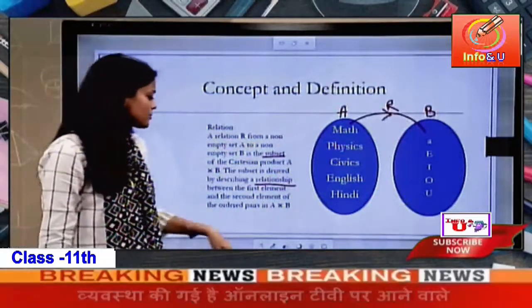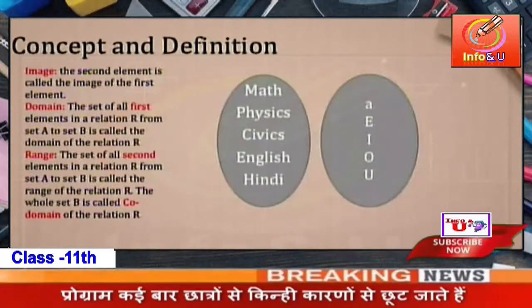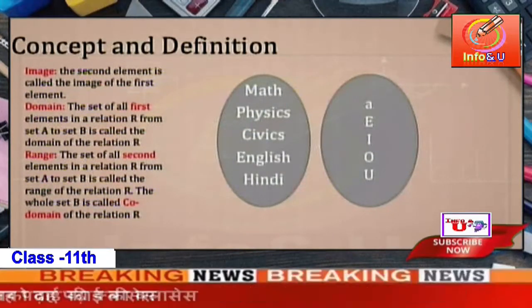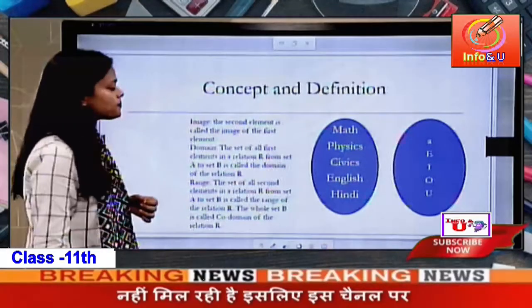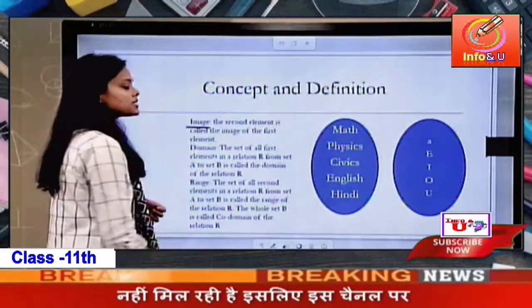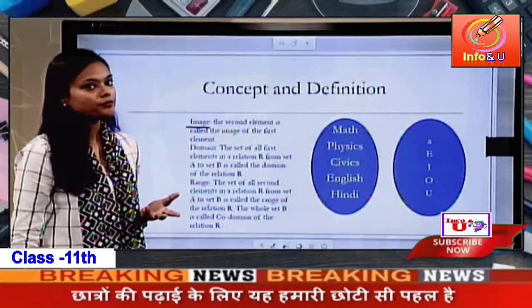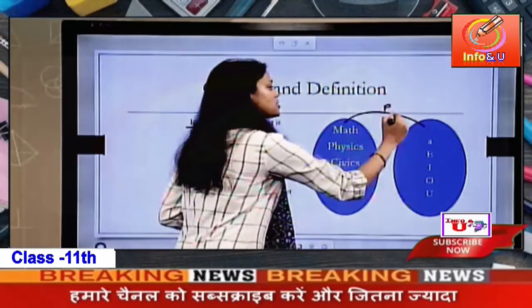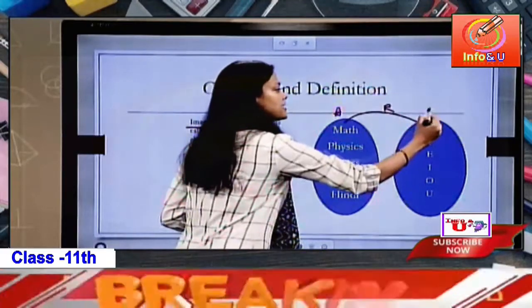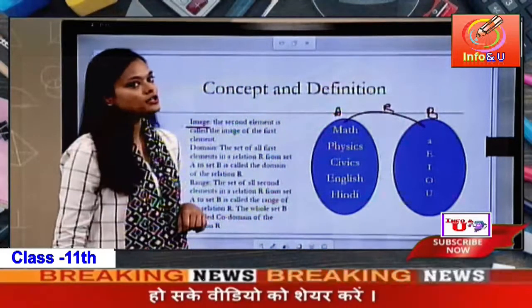Notice, in the previous example what we have described, the relation R can be represented in both forms. Which forms? Roster form as well as set builder form, as we have seen before. Now let us take some examples on it. Before taking examples, let us understand some terminologies. In this, the first terminology is image. Remember what we have seen? This is our relation, set A, set B. What was our relation?